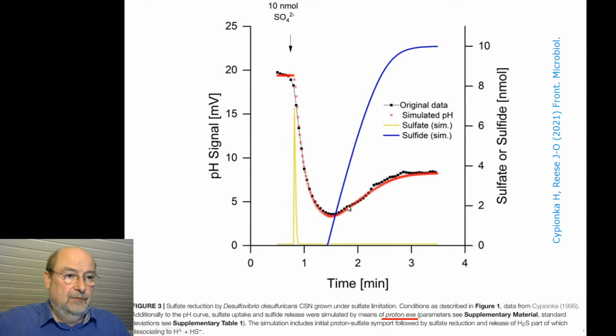It's the same curve now, and we can understand the processes going on if we assume there's sulfate uptake very rapidly. It's added here to 10 nanomoles, and then it's consumed very, very fast. And with some delay, there's H2S production. We have measured it, as I have shown, and we can simulate it as well. And while the H2S is formed and released from the cell, we get some alkalinization. And overall, we get an alkalinization due to the fact that sulfate reduction causes proton uptake.